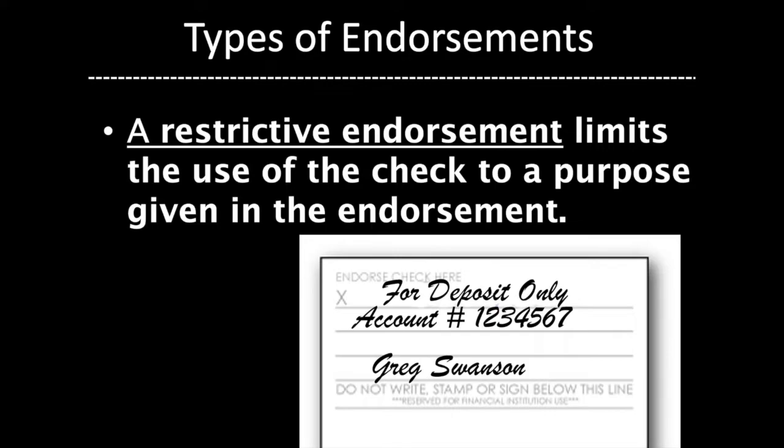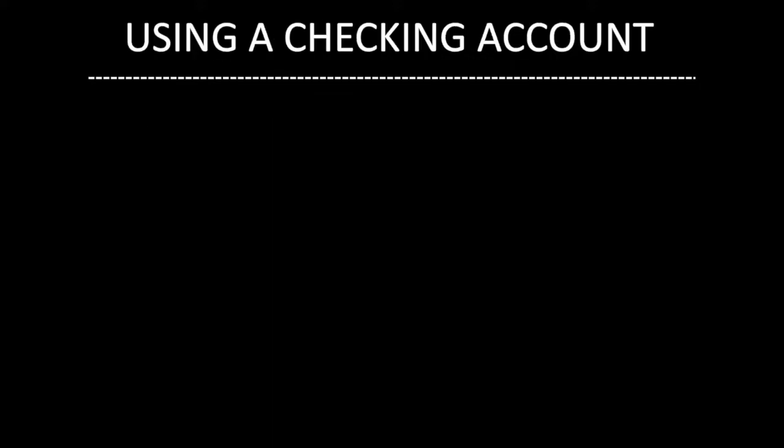Often, organizations that receive many checks use a rubber stamp with the words "for deposit only," followed by the company name and its account number. Checking accounts are an easy way to access funds. Still, to use a checking account correctly, you must understand certain information and follow some simple procedures.